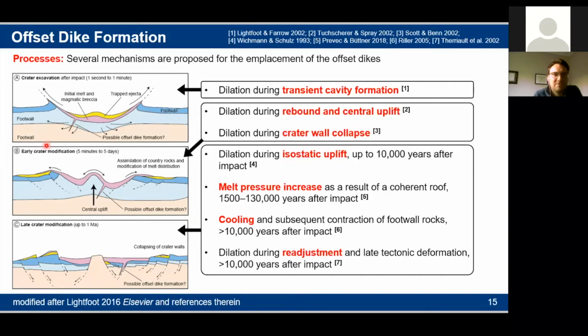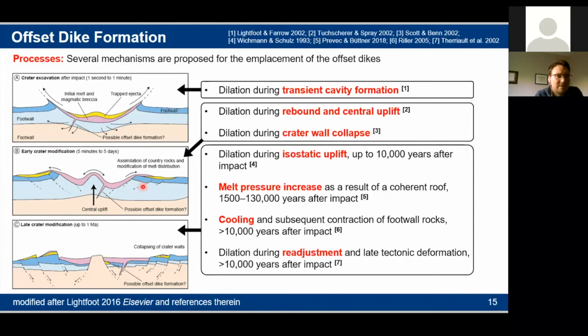Other authors believe that the injection of the melts is linked to the rebound and central uplift and to the crater wall collapse, which are part of the early crater modification stage. So very large craters usually have a complex crater configuration, and this is something which also accounts for Sudbury, and this includes a central uplift as well as the collapse of the crater walls.